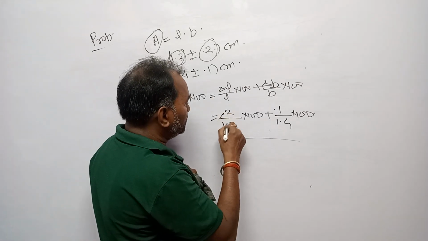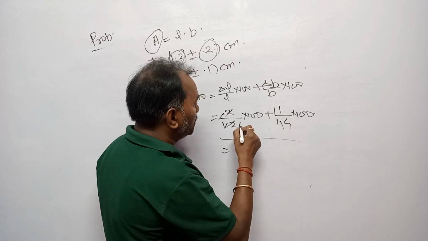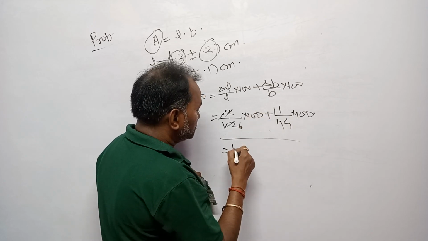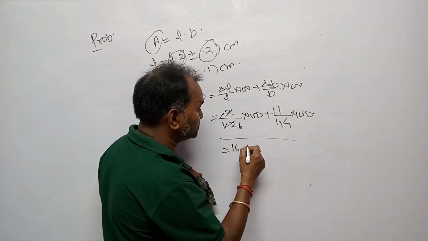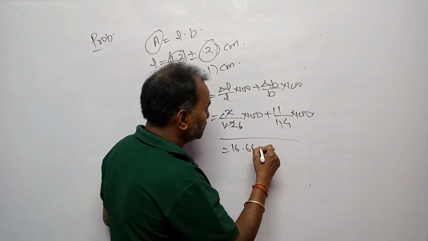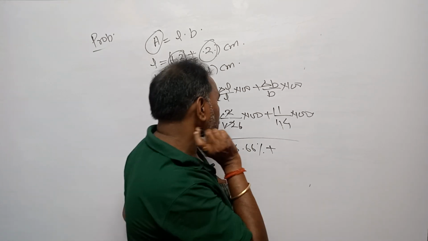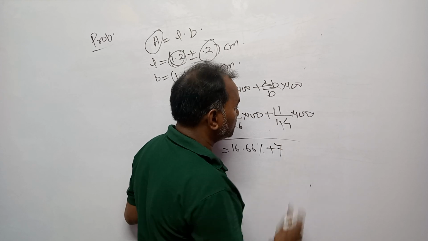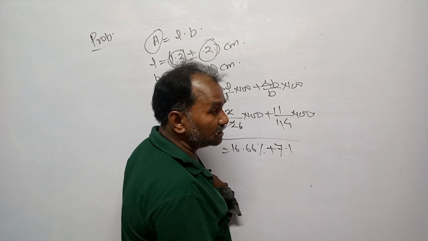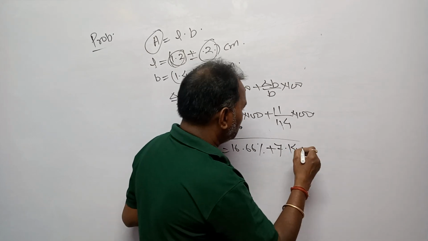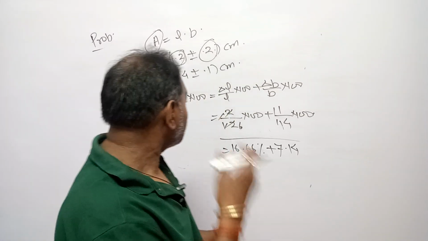Solving this is very simple: divide by 1.2, then divide by 1.4, and so on. If you solve this, you will get the answer.